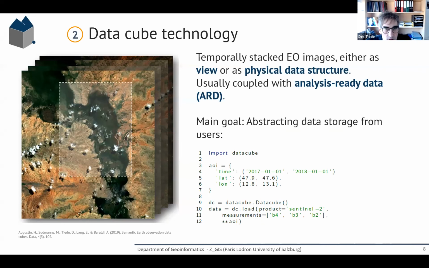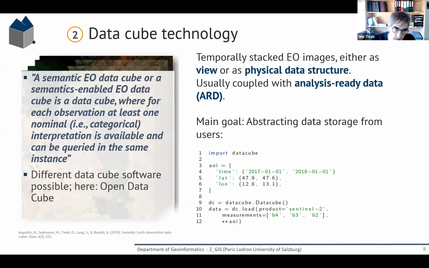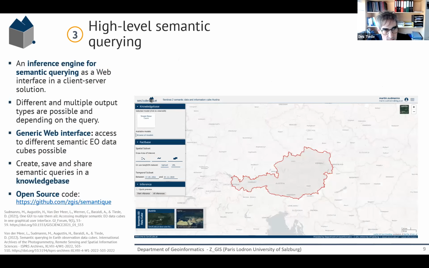We use data cube technology here to get away from the physical data structures, as some others of you do as well. But in our definition, a semantic EO data cube is also published. You see the link on the lower left. We define that as a data cube where for each observation at least one nominal, that means categorical, interpretation is available and can be queried in the same instance. We use Open Data Cube in our implementation, but we also have some master theses doing the same approach with Rasdaman, for example. So that's no limitation here.